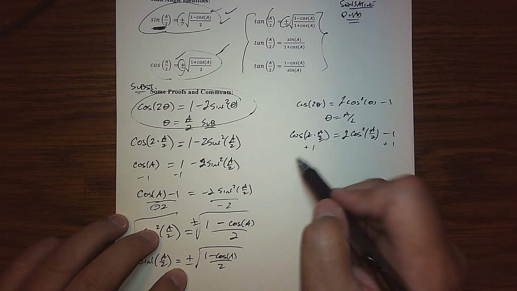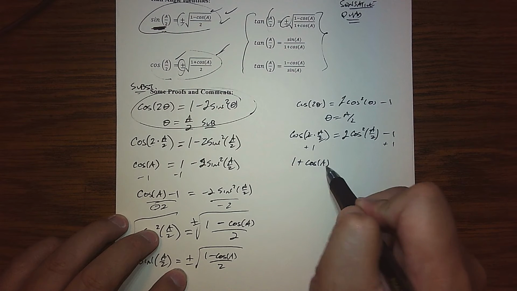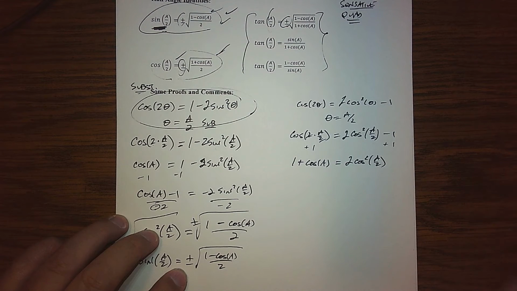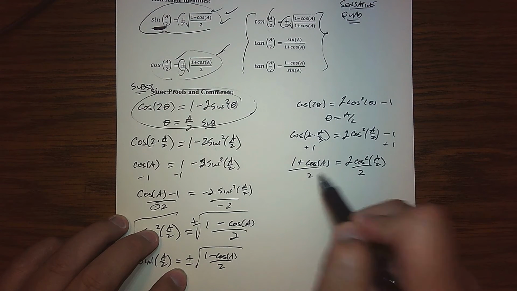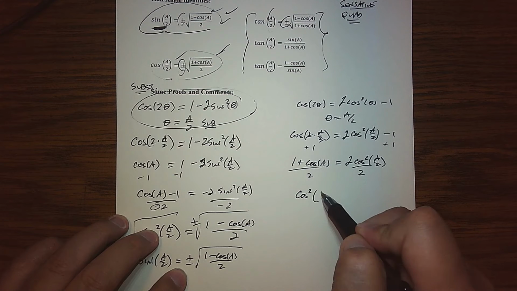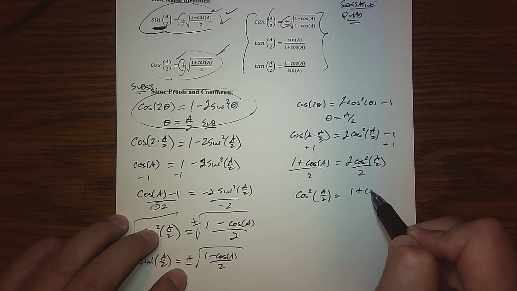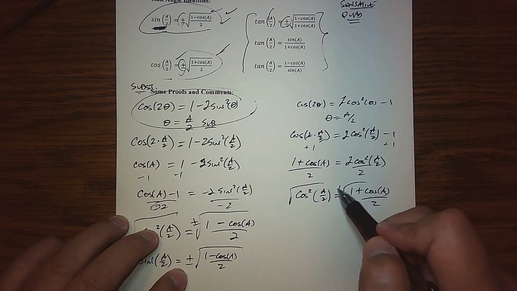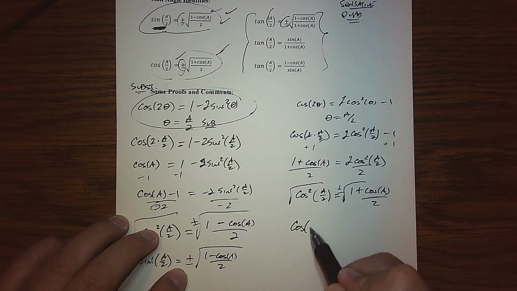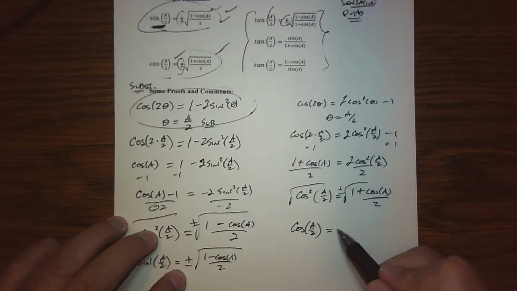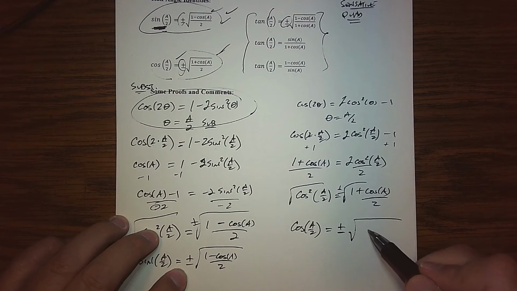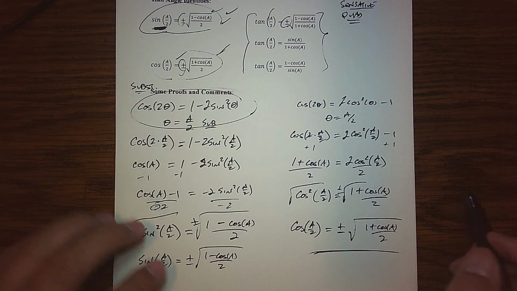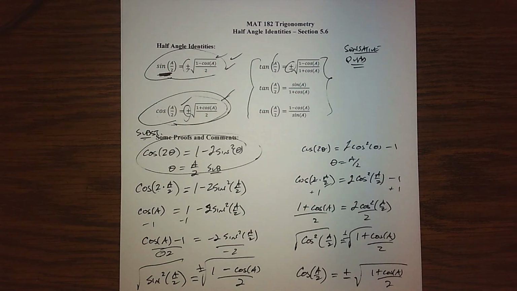By the way, the 2's cancel out here, so we have 1 plus the cosine of a equals 2 cosine squared a over 2. And then if we divide by 2, we have the cosine squared of a over 2 is 1 plus the cosine of a over 2. And of course, if we take a square root now, introduce a plus minus, we have what we're looking for. So the cosine of a half angle is plus or minus the square root of 1 plus the cosine of a all over 2. So we basically have proven the sine and the cosine.